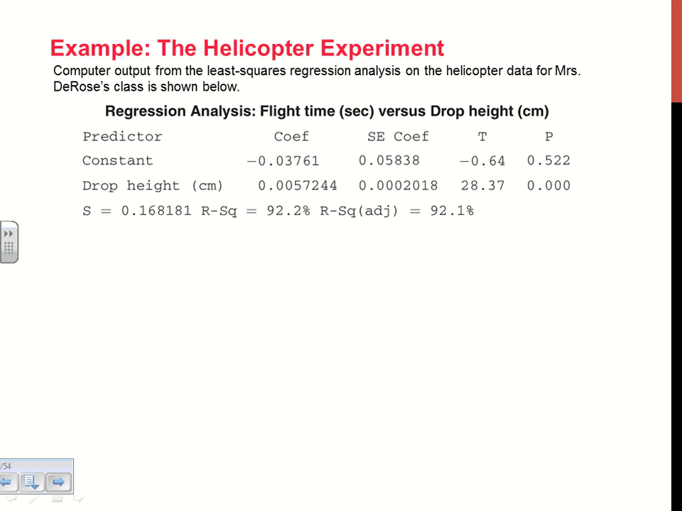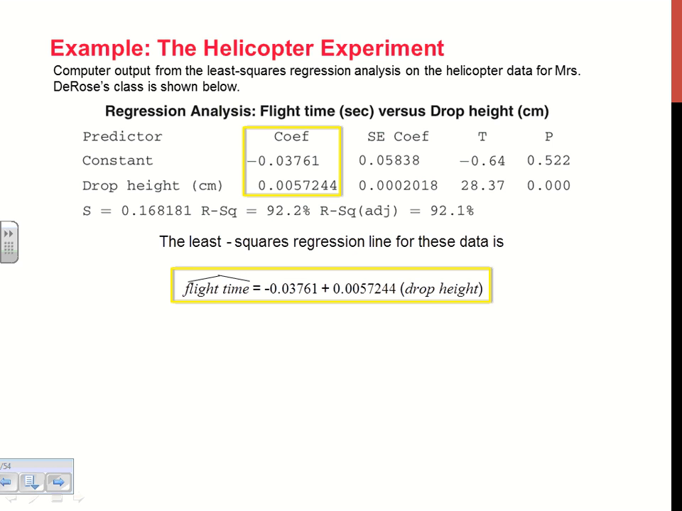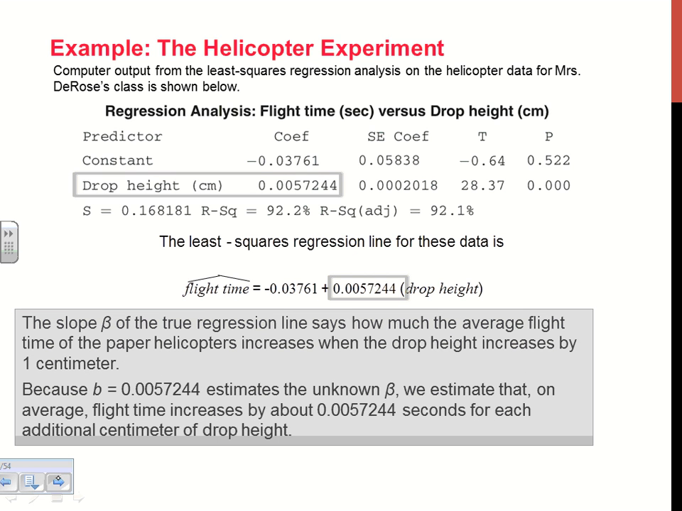Whew. All right, so let's look at this example. The helicopter experiment computer output. There's a little computer Minitab output here, from a least squares regression analysis on the helicopter data for Mrs. DeRosa's class, shown below. So let's see if we can identify everything from here. Here I can get my least squares regression line. We've talked about that from different modules.